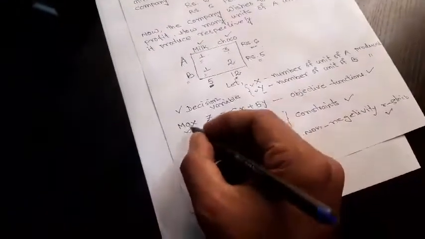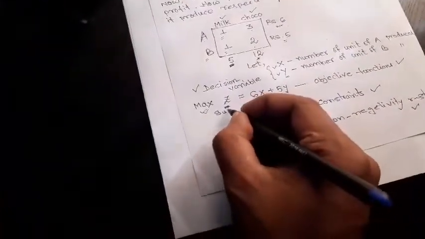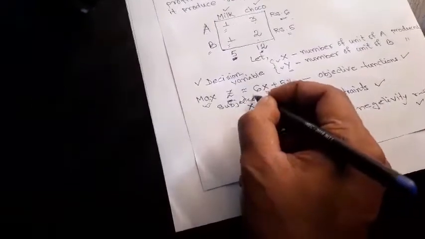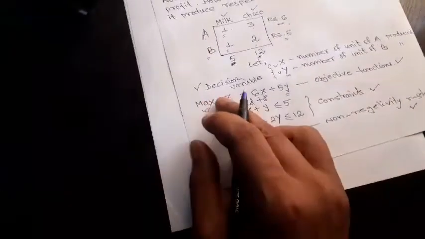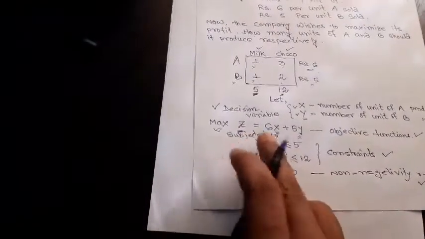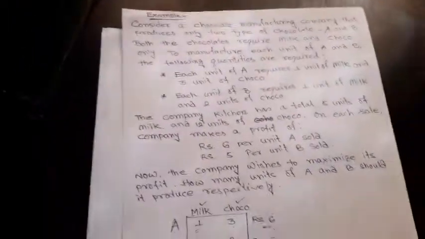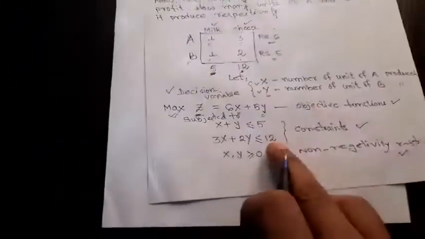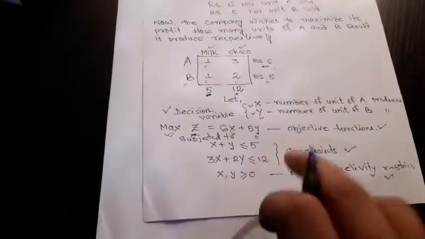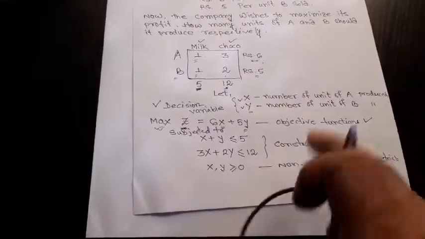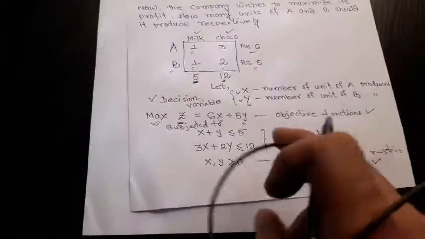Or we can write it like this: max Z is equal to 6x plus 5y, subject to x plus y less than or equal to 5, 3x plus 2y less than or equal to 12, and x and y greater than or equal to 0. This is the linear programming formulation of this particular problem. This is the way we can represent any kind of real life problem as a set of linear equations.